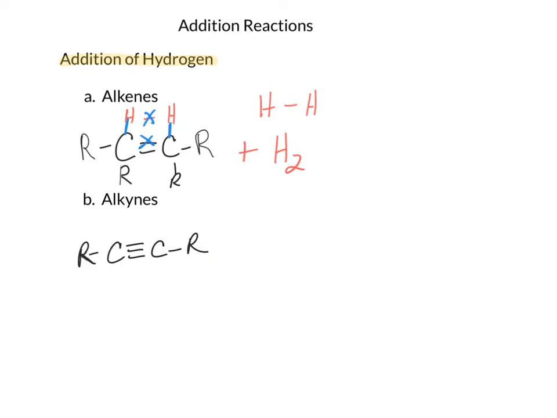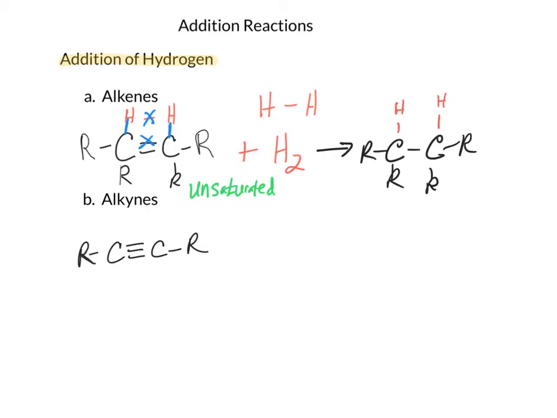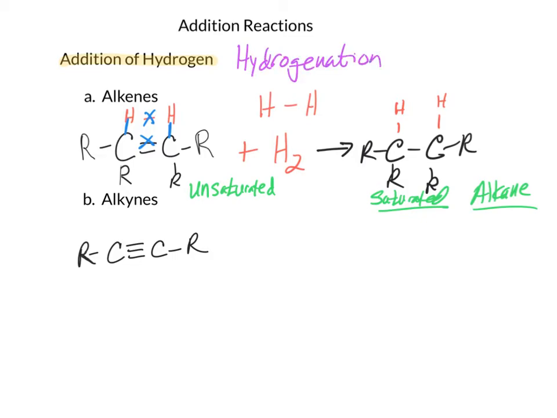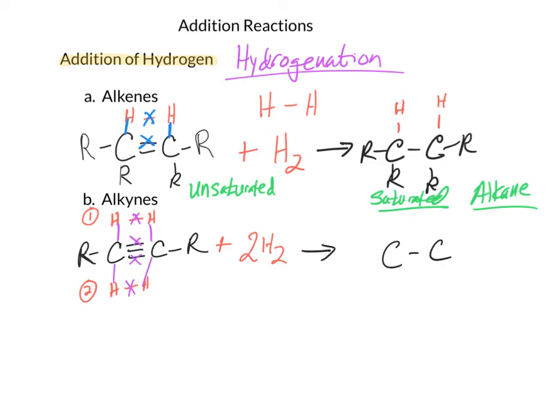As we do this, we go from an unsaturated alkene to a saturated alkane. This reaction is called hydrogenation. When this reaction occurs on an alkyne, the hydrogen is added twice. So we make a bond, break a bond, make a bond, break a bond, and then we do it again. Make a bond, break a bond, make a bond, break a bond, so that when we're done, we have an alkane with two hydrogen groups added on instead of just one.